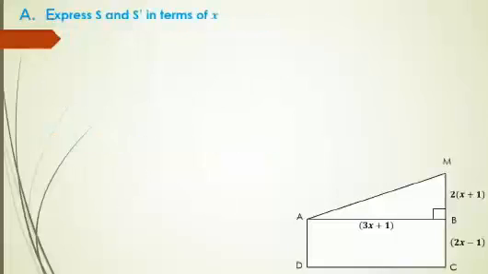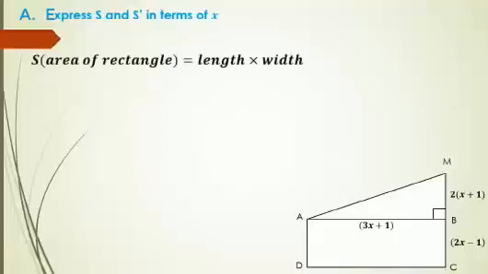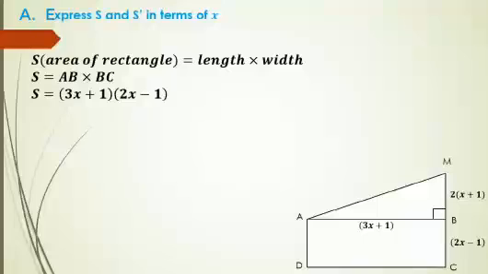In this part, we have to express S and S prime in terms of x, where S is the area of the rectangle ABCD and S prime is the area of the triangle ABM. We said that the area of the rectangle is equal to length times width. The length is AB and the width is BC. So S is equal to 3x plus 1 into 2x minus 1. Don't expand it, leave it as it is.